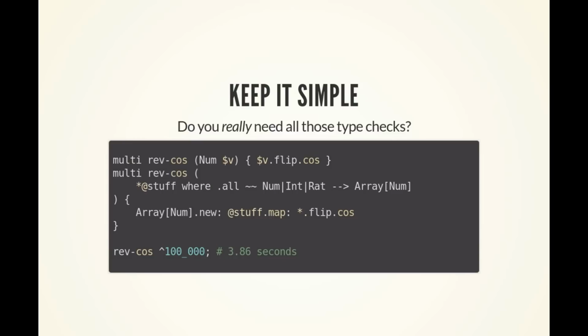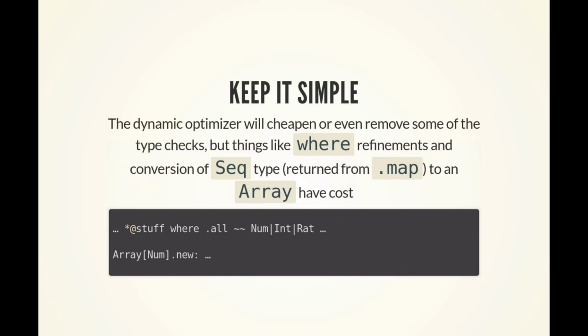beneficial to remove. In this code example, we use a where clause to check every element of the array, and that's a runtime check. So that will have a cost. And the other thing we're doing, the map method returns a sequence, but we take this sequence and we create a parameterized array from it just to type check everything and return that. So that's another runtime operation that we can get rid of.